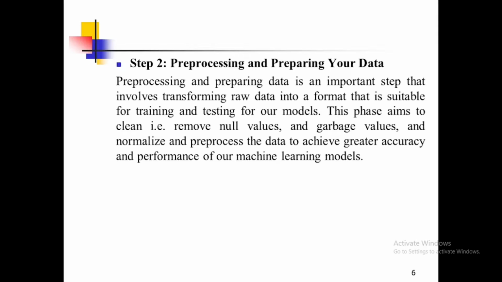Pre-processing and preparing data is an important step that involves transforming raw data into a format that is suitable for training and testing our models. This phase aims to clean, remove null values and garbage values, and normalize and pre-process the data to achieve greater accuracy and performance of our machine learning models.